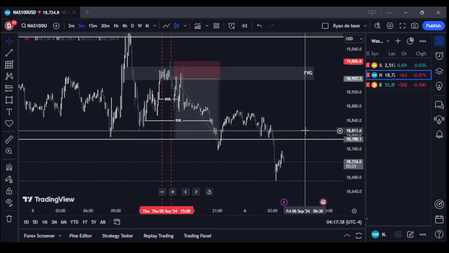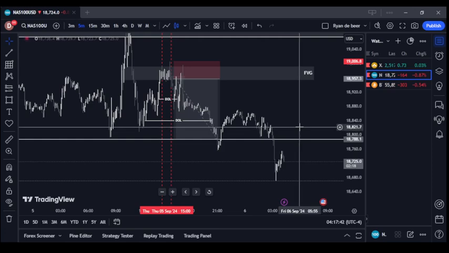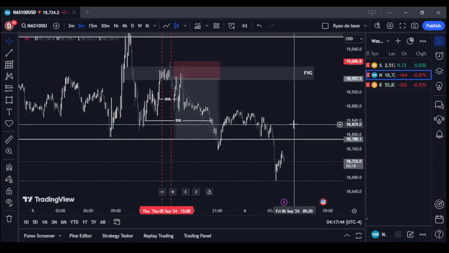Due to there being NFP today, I'll probably just watch the market and see if I can predict something for fun. But I'm not trading anything today.